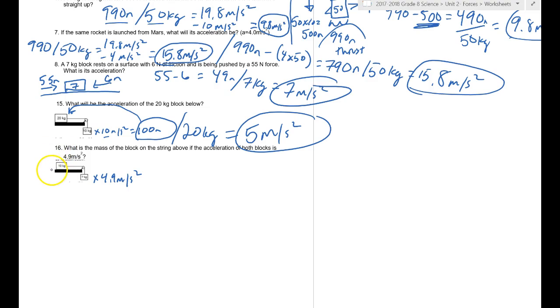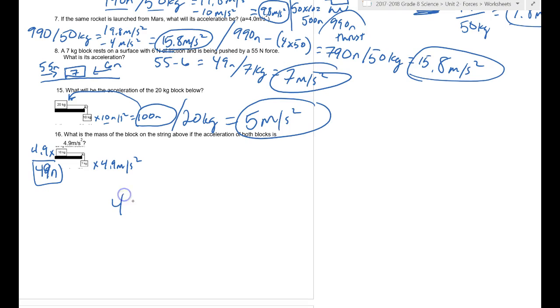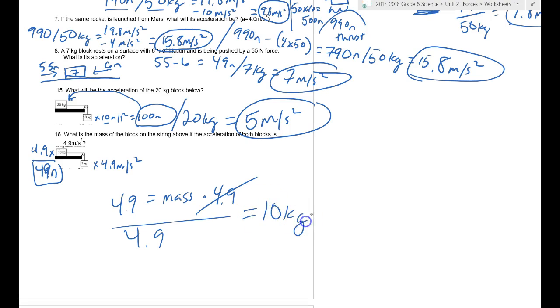We do know this block, though. It's going to accelerate at 4.9. 4.9 times 10 is going to be 49 newtons of force. 49 newtons of force is going to be equal to the mass times 4.9, right, because that force will also be acting on this block. Divide both sides by 4.9, and we get the mass equals 10 kg.